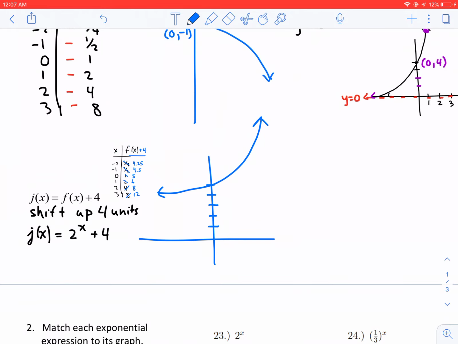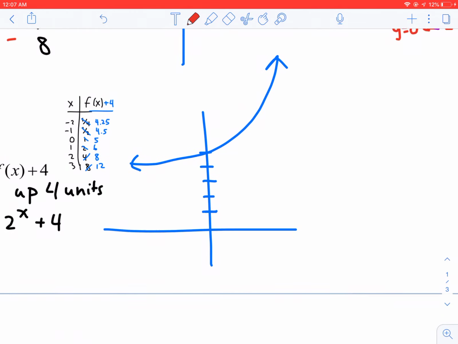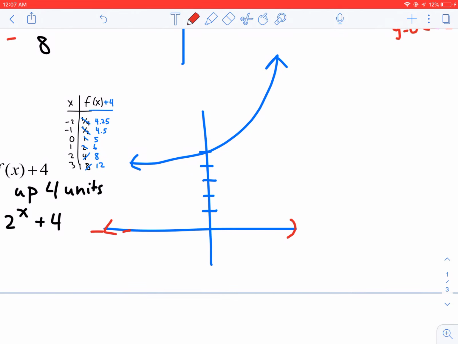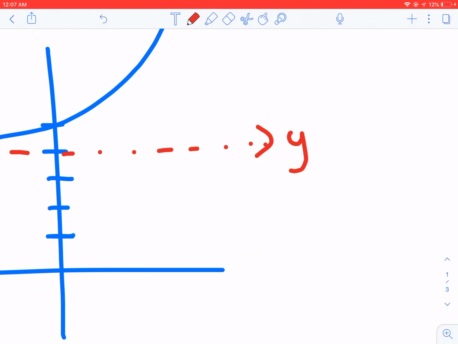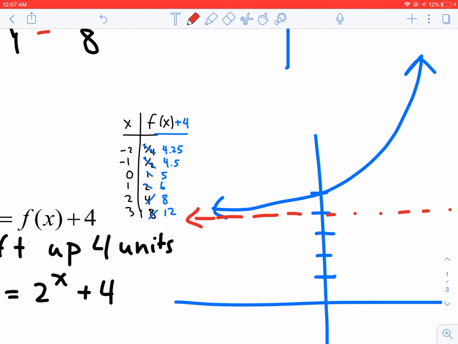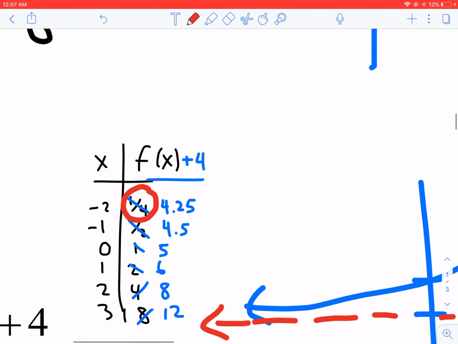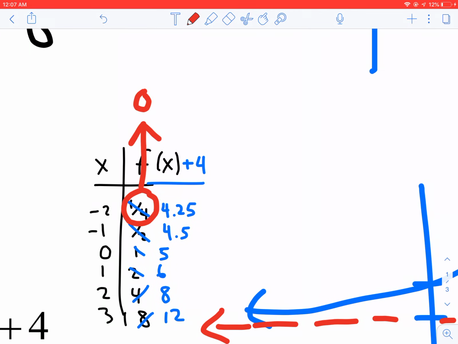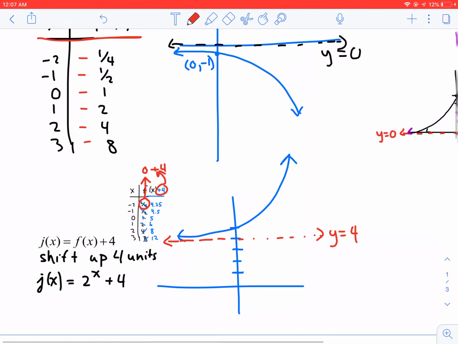But the interesting thing is if we shift it up 4 units, well, what also gets moved up 4 units? What happened to our horizontal asymptote that was at y equals 0? Right? Doesn't that get moved up 4 units as well? And now we will have a horizontal asymptote at y equals 4. Right? Because remember, this value over here, that was approaching 0 as we got more and more negative. And if we just add 4 onto it, well, now it's going to be approaching y equals 4. Right? Same graph, just shifted up 4 units.